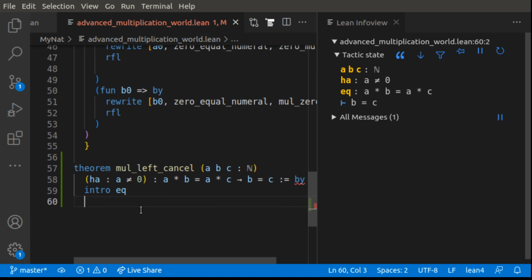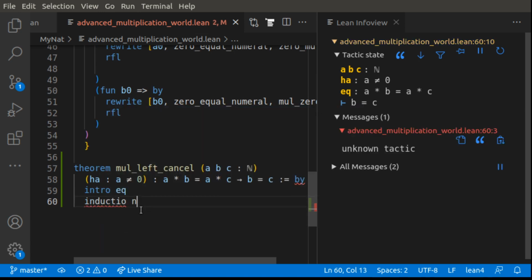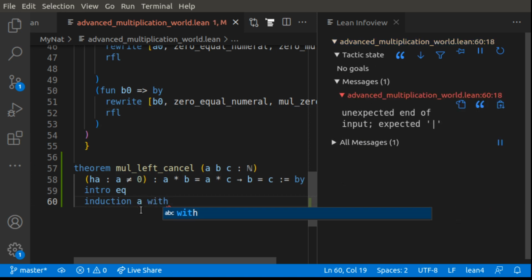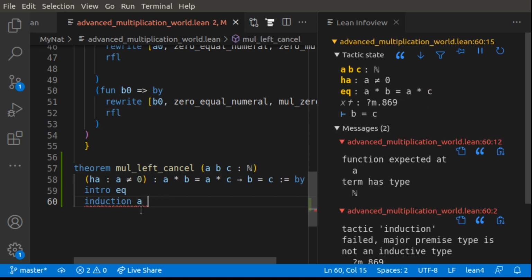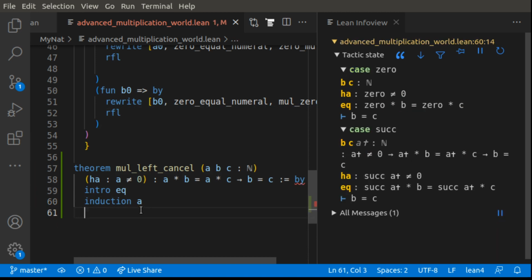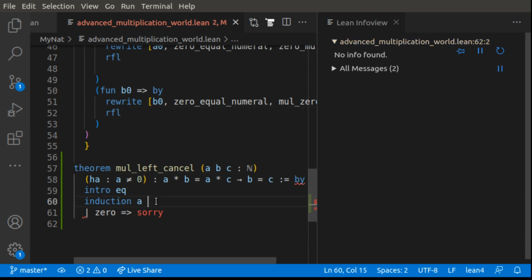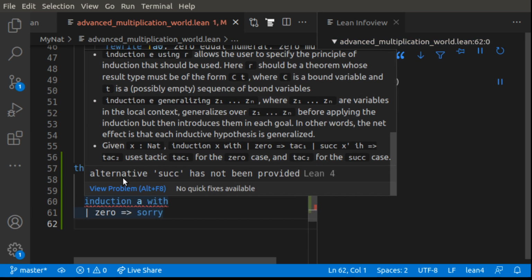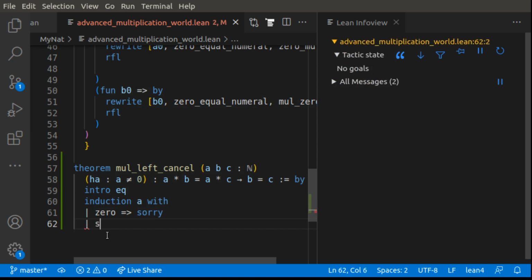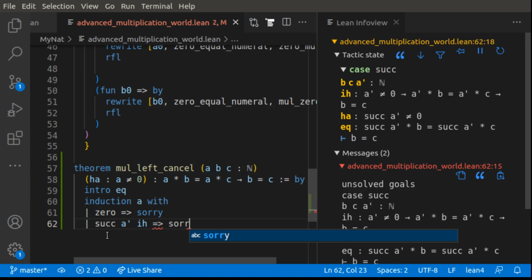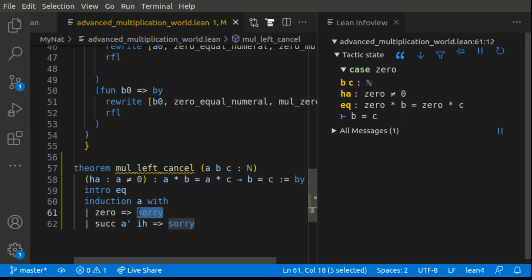So induction on A. Induction A with, induction A, 0, sorry, is it like this? With, yeah, okay. Successor A prime, inductive hypothesis, sorry. Hopefully one of these legs is easy.